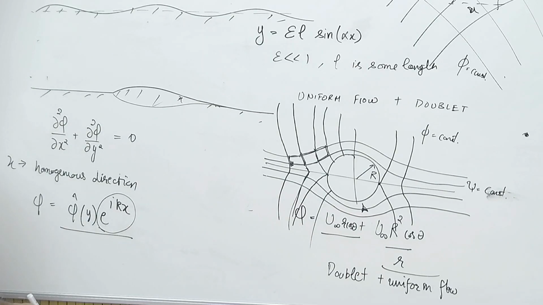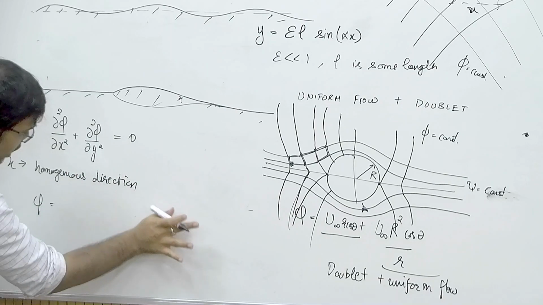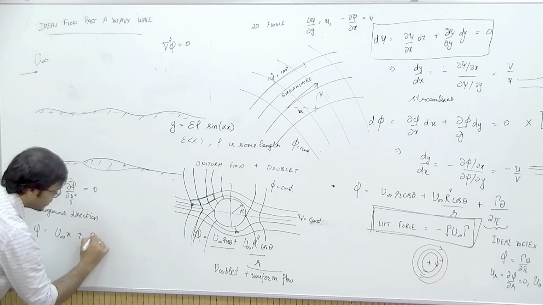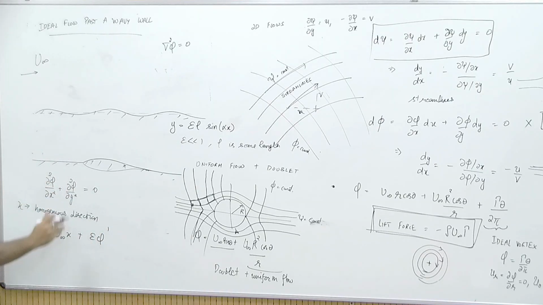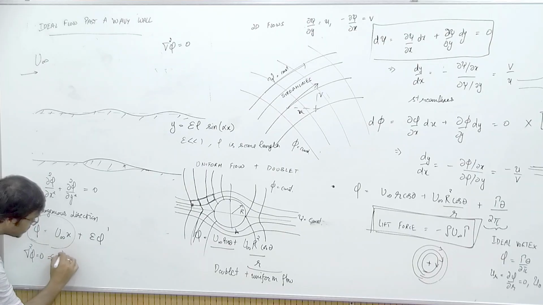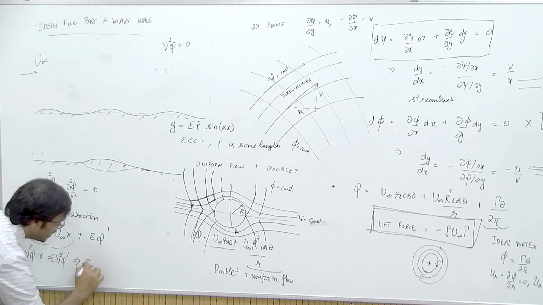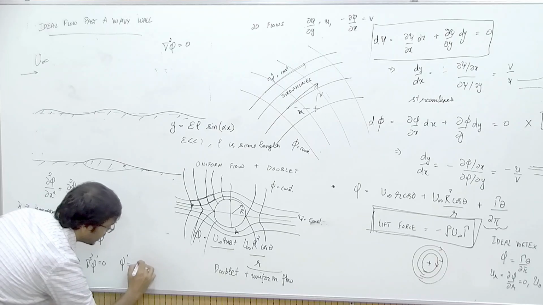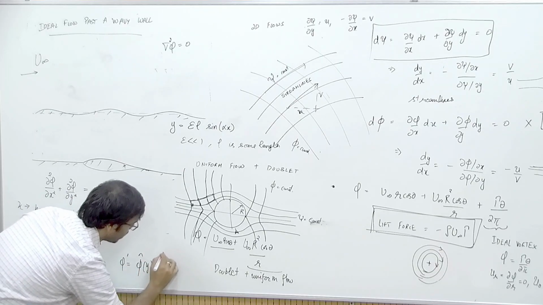Basically, our velocity potential is something like this. You have u infinity x plus some epsilon phi prime. If the wall was not wavy, then this will be our velocity potential. I am saying that there is some phi prime correction that is added due to waviness of the wall. Since del square phi is 0, which is equal to epsilon times del square phi prime, that means del square phi prime is also 0, and it's the phi prime that I am expressing as phi hat of y e to the power i k x.